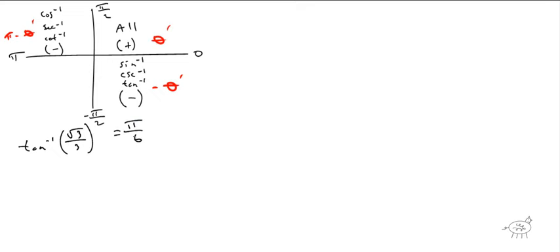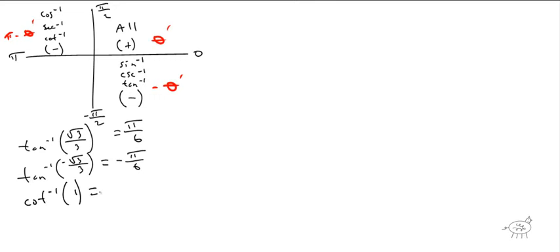Pi over 6. Let's throw a negative in there. Inverse tangent of negative root 3 over 3. Well, it's the same reference angle, and the sign's negative. So let's go to our chart. Don't you guys agree I'm in the fourth quadrant? So my answer is negative pi over 6. It's that simple.